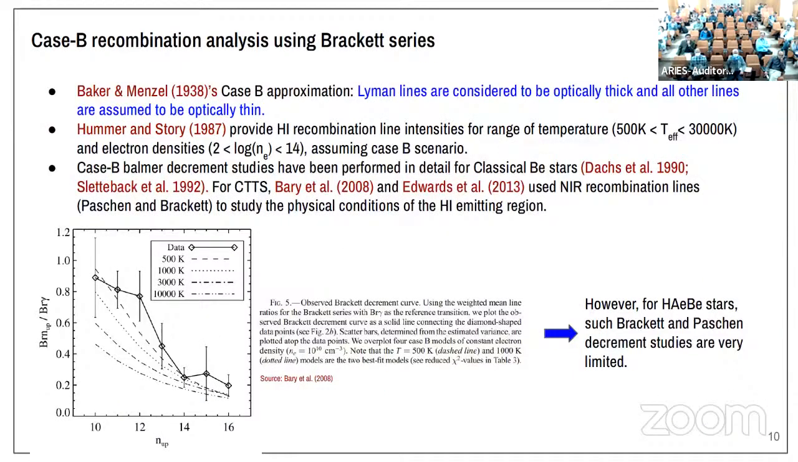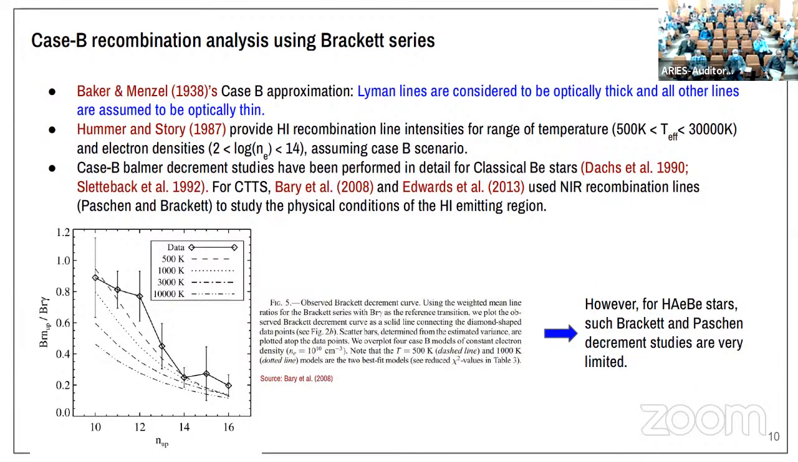Then we move on to the KSB recombination analysis. What is KSB? The KSB approximation is where the Lyman medium is optically thick to Lyman lines, but all other lines are optically thin. Hummer and Storey have provided the line intensities for these temperature and electron density ranges. And when it comes to Herbig stars, not much work has been done, especially with near-infrared decrement studies or line ratio analysis.